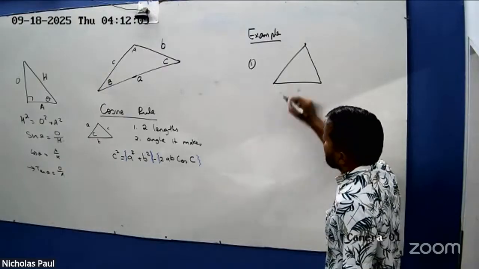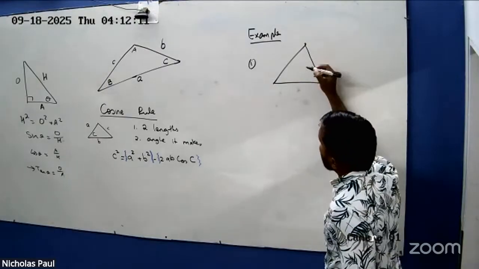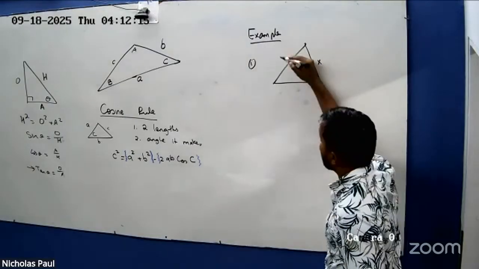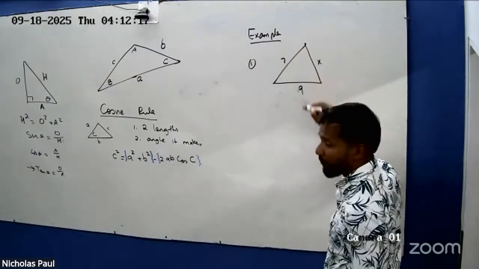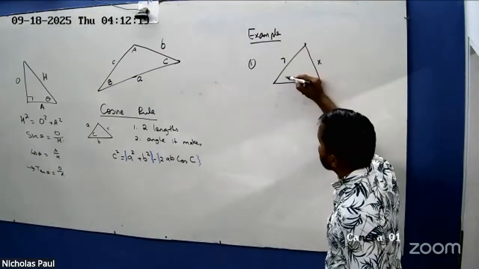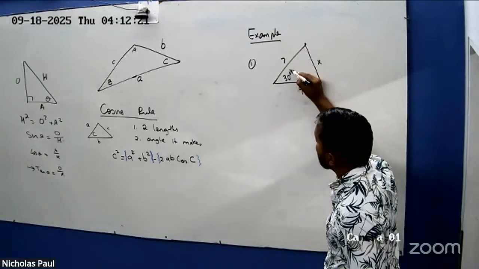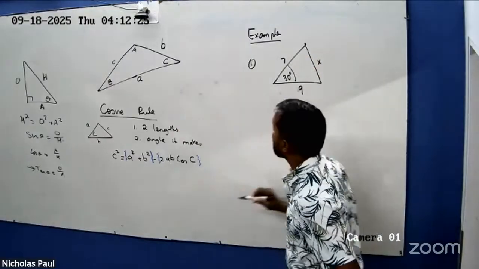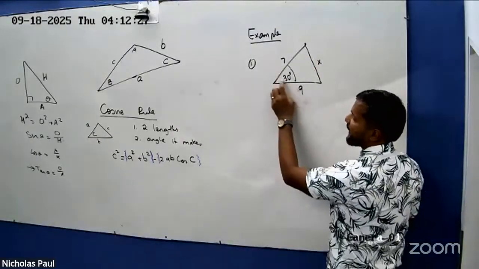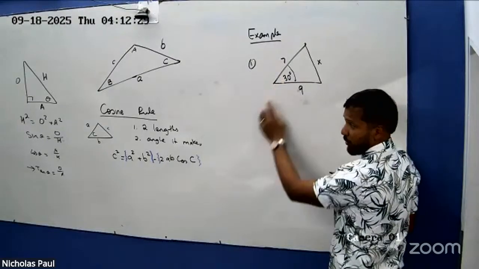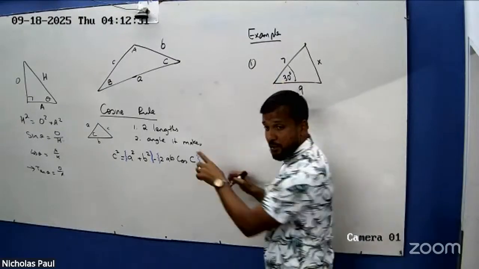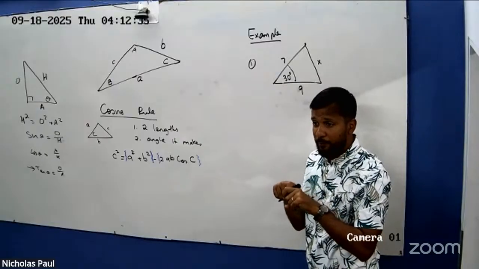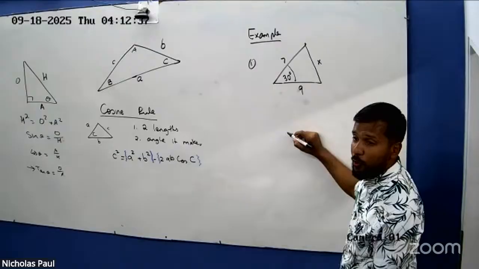Number one, let's say I gave you a triangle and I want you to find x. More than likely, I would have given you two lengths here, and let's take an angle of 30 degrees in the middle. So again, how do I know I can use cosine rule? Because I have two lengths and the angle it makes. You understand this terminology? Two lengths and the angle that it makes. You okay with that? Right, now, how do we work it out?